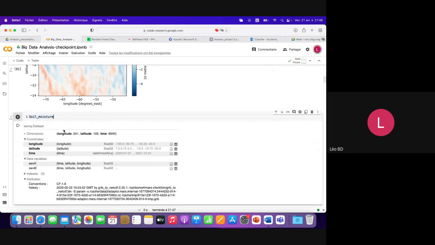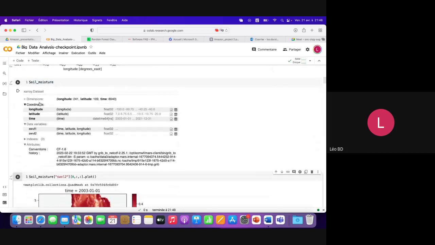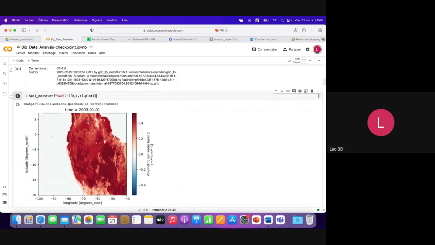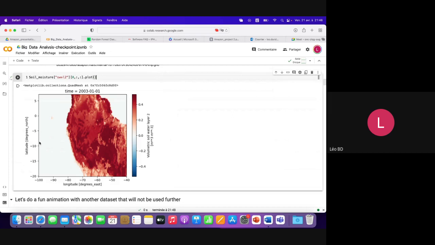Then we can do the same with soil moisture. The architecture of the data set is basically the same, but instead of having information on temperature and precipitation, we have information on soil moisture, of course, and there are 2 layers, so it's probably the depth of the layers. And if we plot it, as you saw before in the graph, we have a visualization point by point at that time.